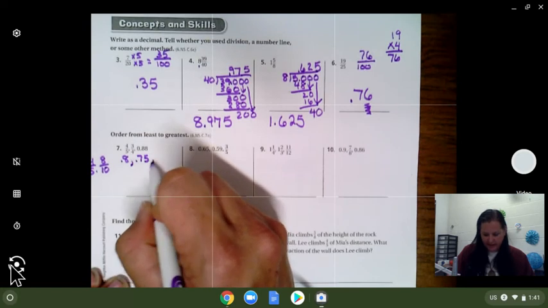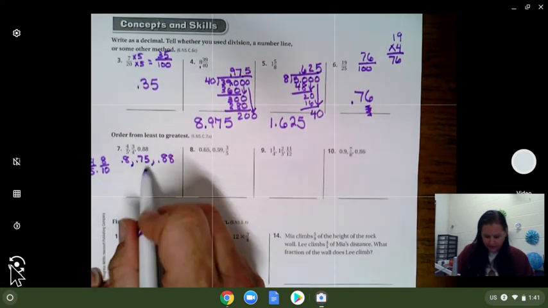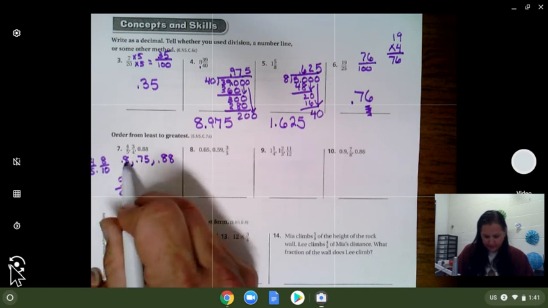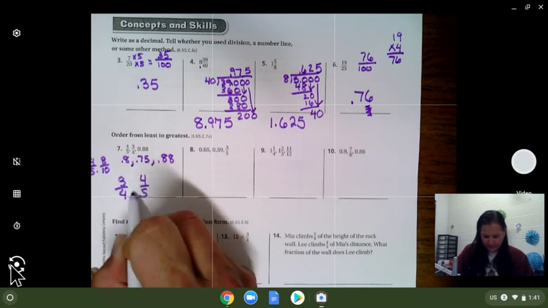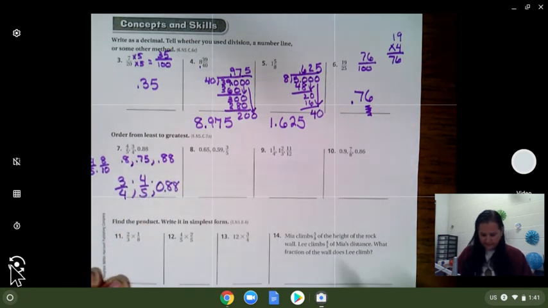And then we have 0.88. So our smallest from least to greatest would be the middle one here, 3/4. Next, 4/5, and finally 88/100.